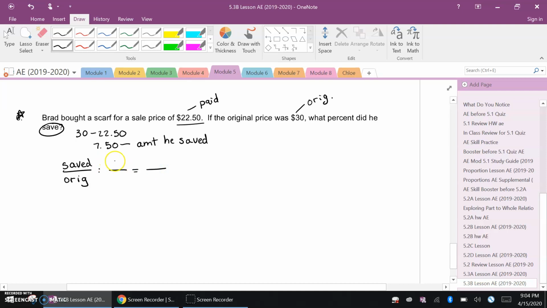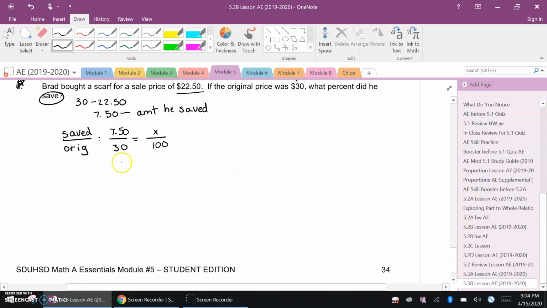And we've got $7.50 over the original of 30. And then we have the x over 100. So the hard part is getting the setup and making sure that your words match. Once you're there, you guys will be totally fine. Because you like solving these. You're very good at them.